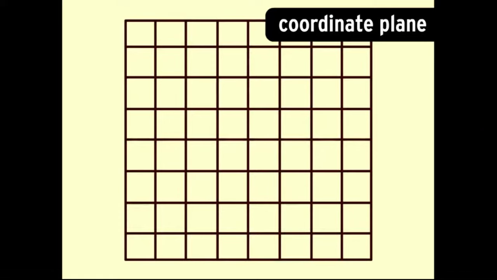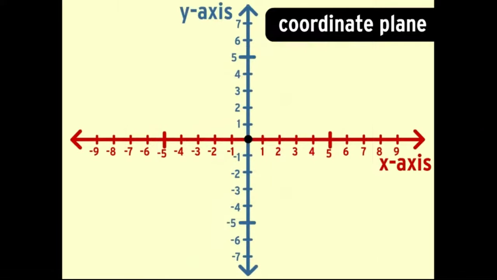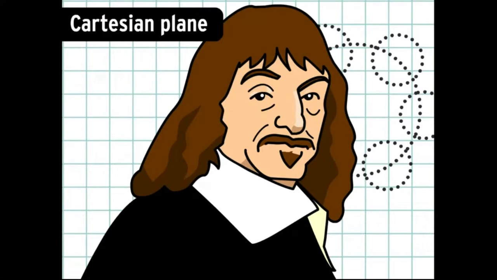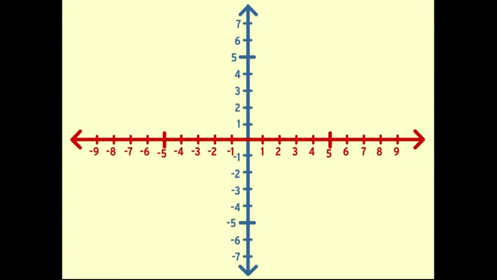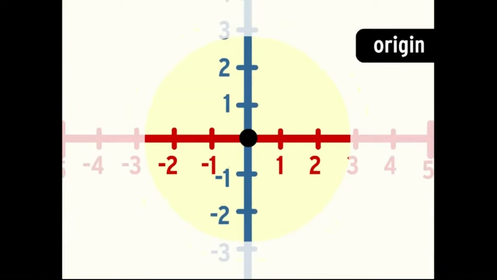A coordinate plane is a plane overlaid with 2 perpendicular number lines. Those lines help you find any point on the plane. It's also known as a Cartesian plane, after René Descartes, the guy who developed the idea way back in 1637. Basically, he drew 2 perpendicular lines in the middle of a plane and called the place where the lines intersect the origin.